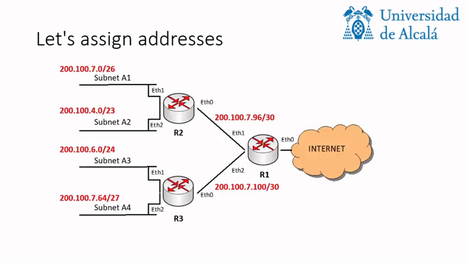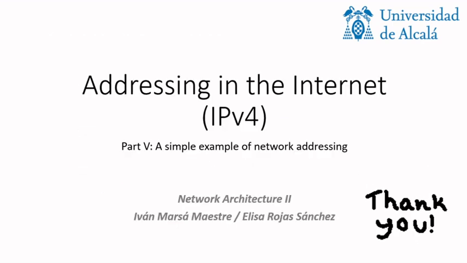Okay? As a conclusion, the network address assignment would look as illustrated in this figure. This is a good summary. Remember, this was the biggest, then subnet A3, then A1, A4, and finally the ones in the links. And once again, this is all so far.